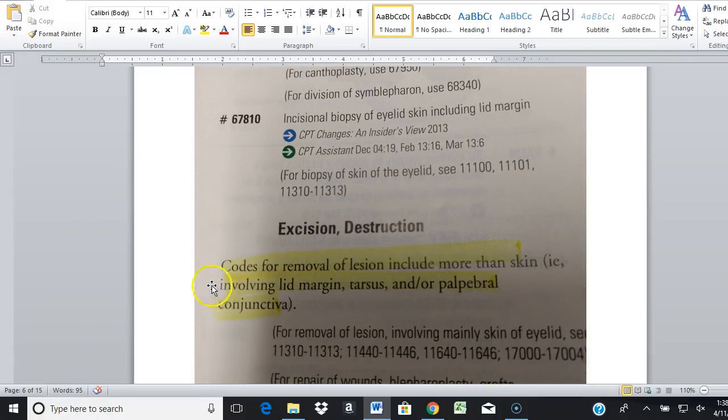And it lets us know codes for the removal of lesions include more than skin, so they can involve the lid margin, the tarsus, and/or the palpebral conjunctiva. And then it goes on, for removal of lesion involving mainly skin of eyelid, sends you back to integumentary. So again, if it is on the surface of the eyelids or the lips, and it's just the skin, then we're just going to code from integumentary. If we are excising the eyelids or the lips and we're going deeper into the tissues, we have to go to the separate anatomic section for surgery. Okay, so we want to be careful.